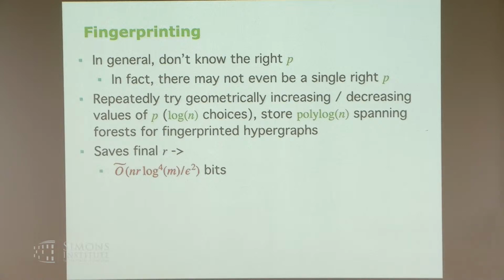We don't know what the right fingerprinting rate is. In fact, there might even be multiple fingerprinting rates that you have to try. So what we do is try a bunch of different values of this fingerprinting rate. We store spanning forests for all of these different rates. And it turns out, through a pretty detailed analysis of this procedure, we can actually save this final factor and get the linear dependence.